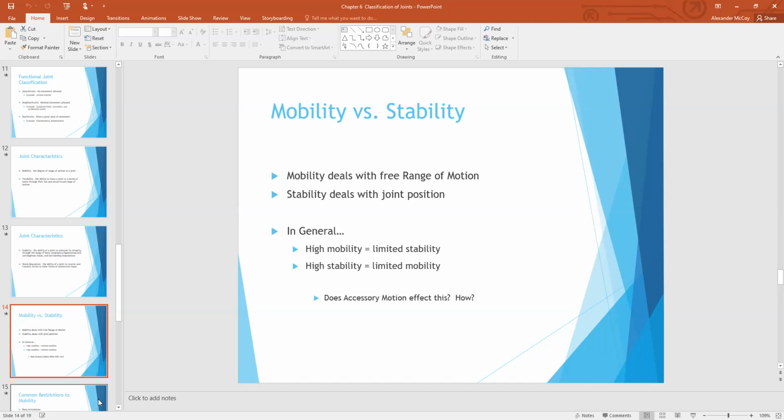If you have a lot of mobility, that probably means that you have a lot of space in the joint, yeah? Because you're able to move it a lot. Versus high stability, you're probably a little bit more compressed. You have a lot more bulk. You have maybe a lot more tightness within the space. So how or does accessory motion affect this?